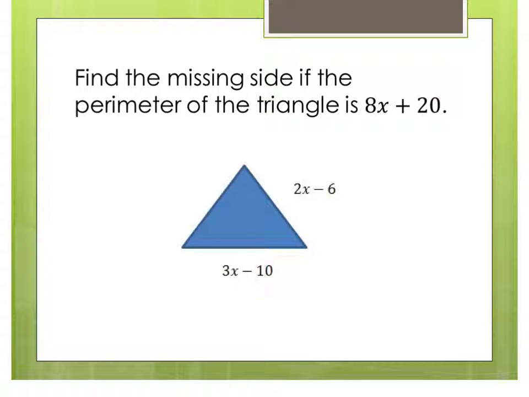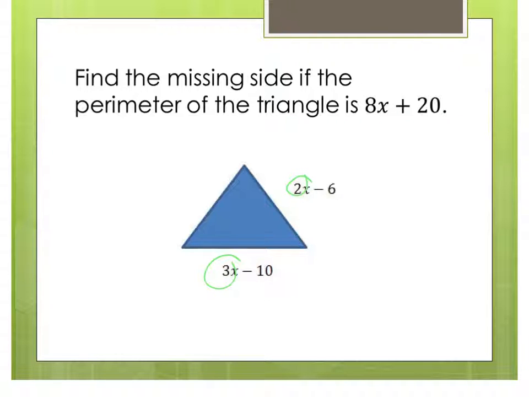This problem asks us to find the missing side if the perimeter of the triangle is 8x plus 20. They give us the answer. When we add up all three sides, what we get is 8x plus 20. So what we're going to do is look at like terms, see what we have, and see how many we have to get to. So the first thing we're going to look at is the 2x and the 3x.